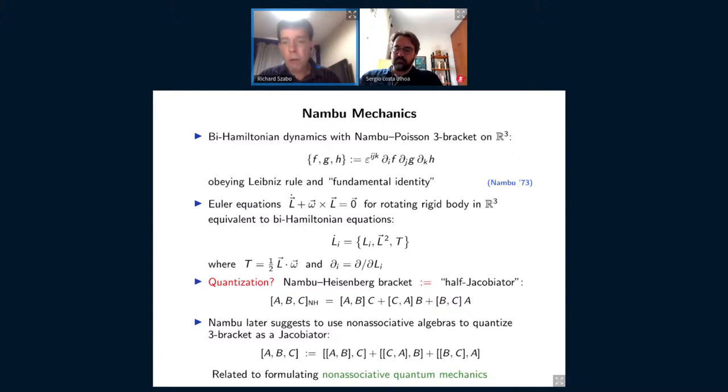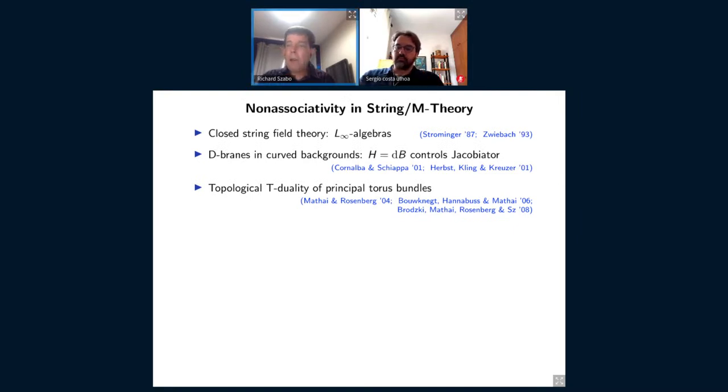quantization. So in fact, Nambu later suggested that one should use non-associative algebras to quantize his three bracket, this Nambu-Poisson bracket up here, through a Jacobiator. And that you can do provided that the symbols that you map your functions to sit inside a non-associative algebra. Okay. So the whole idea of quantizing Nambu mechanics is also related to this older problem started by Jordan and others of formulating non-associative quantum mechanics. So that's some background history.